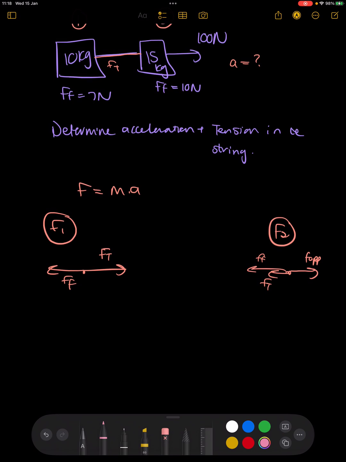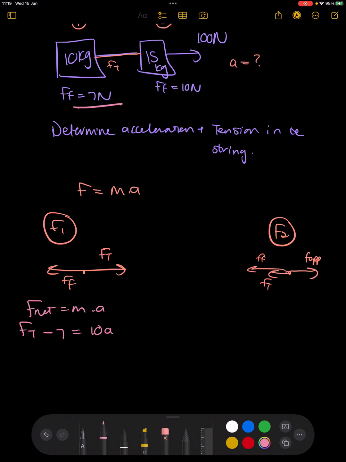For that reason, I'm going to start with the first block because it's got fewer variables. So we're going to start by saying my F net is equal to mass times acceleration. My F net being my F tension minus my F friction, which they gave to me as 7 newtons. My mass is 10, and my acceleration is also unknown. Now it's very important to note, because I made my F tension positive in this equation, my F tension has to be negative in the other equation. So just keep that in mind.